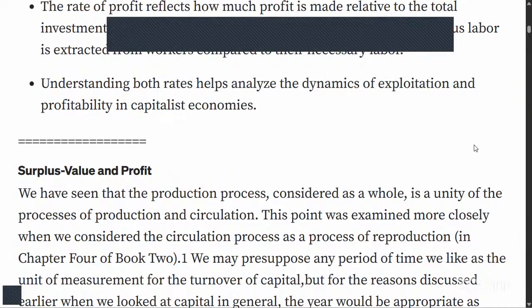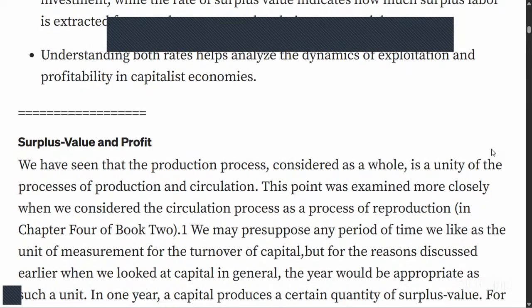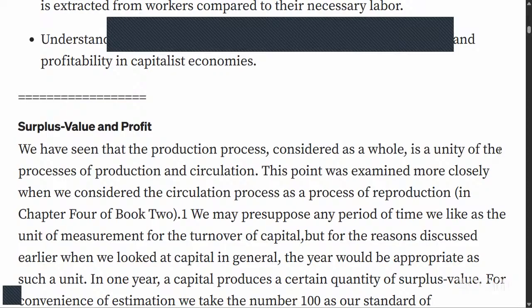Surplus value and profit. We've seen that the production process, considered as a whole, this is Marx, manuscript 1864 to 67, is the unity of the processes of production and circulation. This point was examined more closely when we considered the circulation process as a process of reproduction in Chapter 4 of Book 2. We may presuppose any period of time we like as the unit of measurement for the turnover of capital, but for the reasons discussed earlier when we looked at capital in general, the year would be appropriate as such a unit.